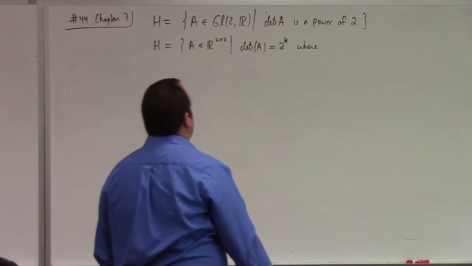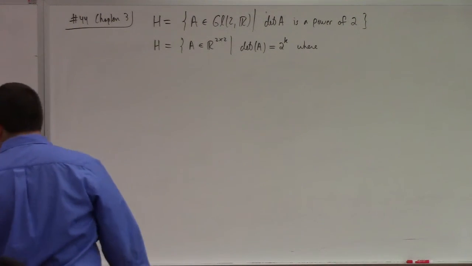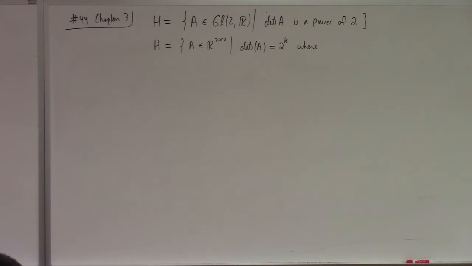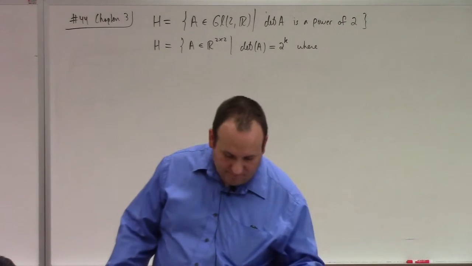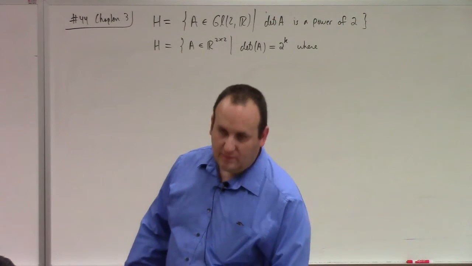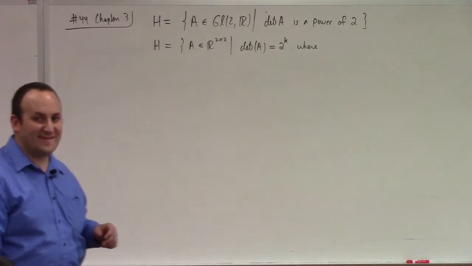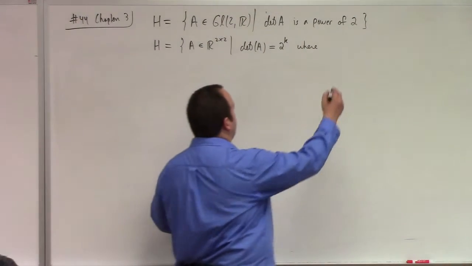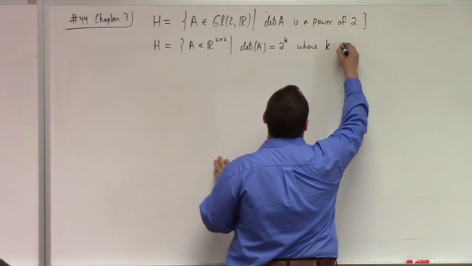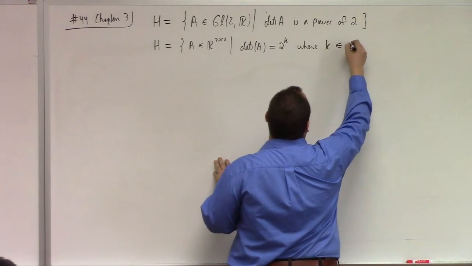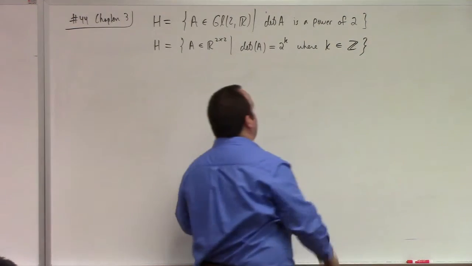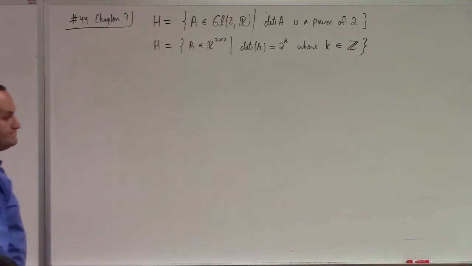I guess the thing I don't know is, does the term power include just positive powers or also negative powers? Well, I sure hope it includes negative powers, otherwise we're going to have trouble here. So let's say that k is an integer. If we just allowed positive powers, we'd quickly find the inverses that we need are not in here. So the only reasonable interpretation of power is that it's an integer power.